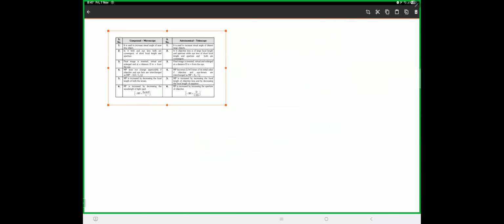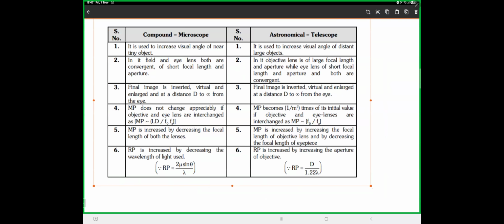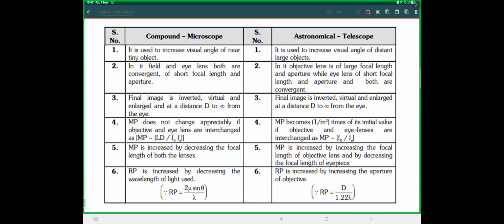Then these are the differences between a compound microscope and an astronomical telescope. It is used to increase the visual angle. Both of them are trying to increase the visual angle, but this is for near tiny objects. This is increasing the visual angle of distant large objects. The magnification formula is LD by F naught FE here, whereas here the magnification is F naught by FE. This is for normal adjustment.